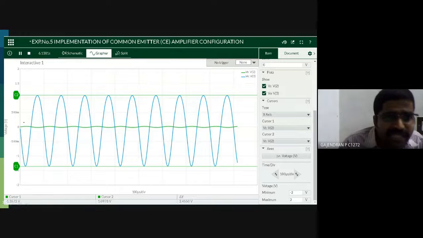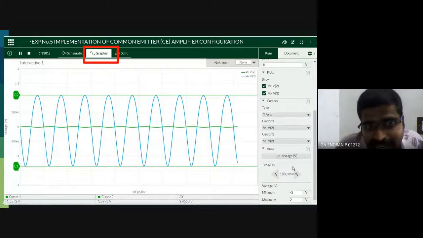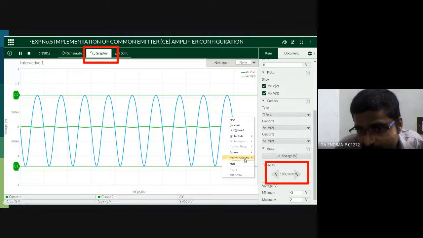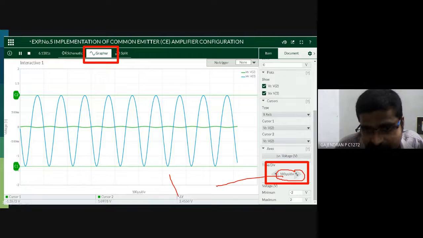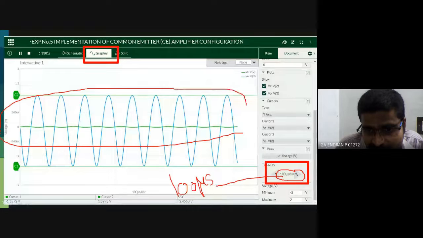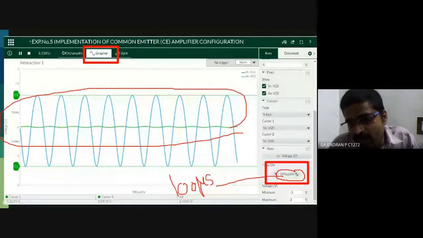If you want to get the same fashion of the output, you need to select this time as 100 microseconds per division. Note it down. Only with this setting will you be able to see your waveform correctly at this frequency. Note down this setting.